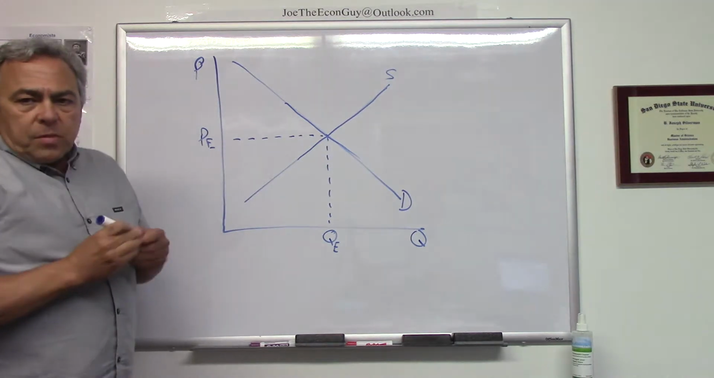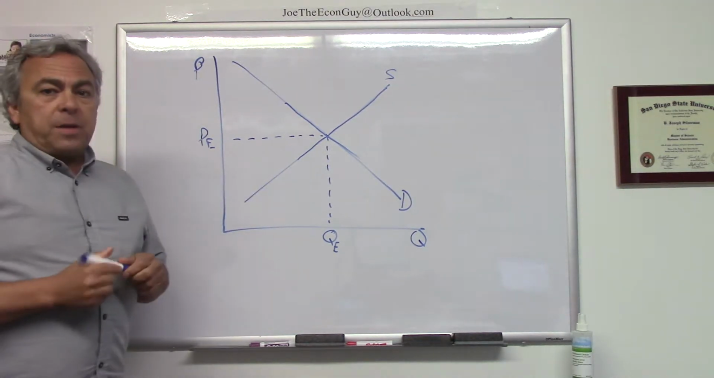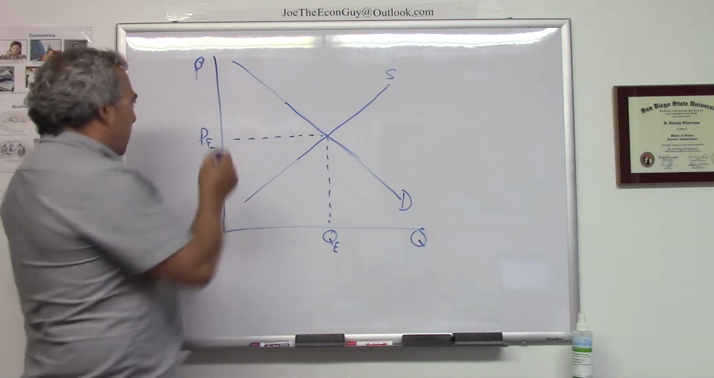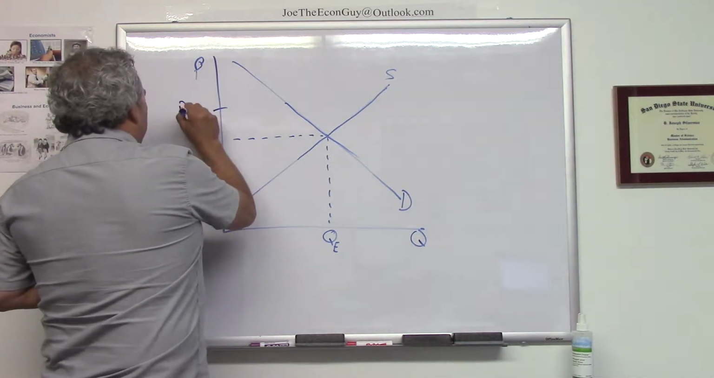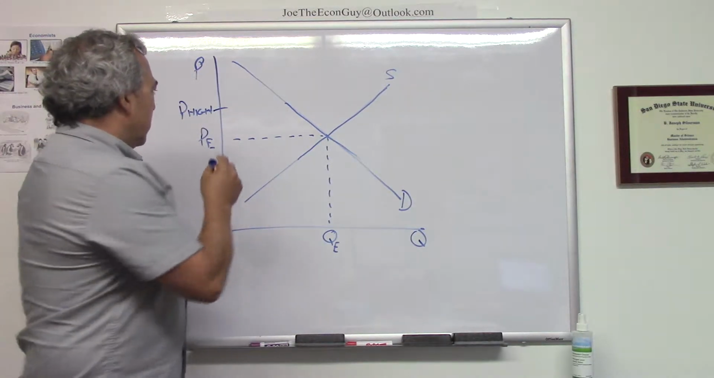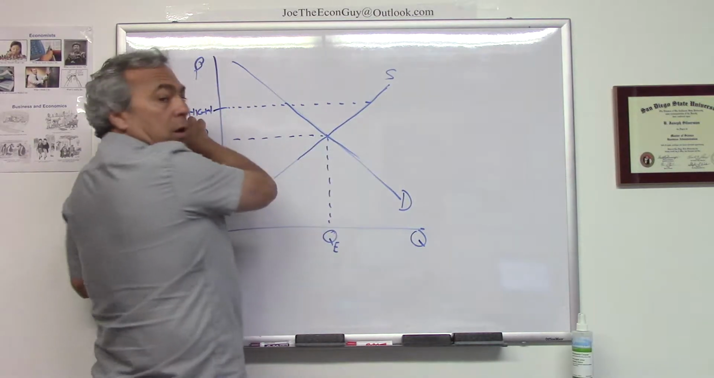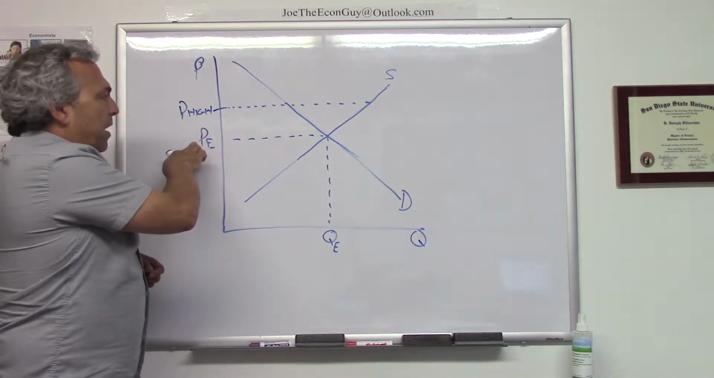All right, so what happens in a market when we get a price other than PE? So just imagine that we get a price of P high. Now by P high, I don't mean you look at this and you freak out and you say, oh my God, it's really high. All we're saying over here is that this price that we're calling P high is above the equilibrium price.